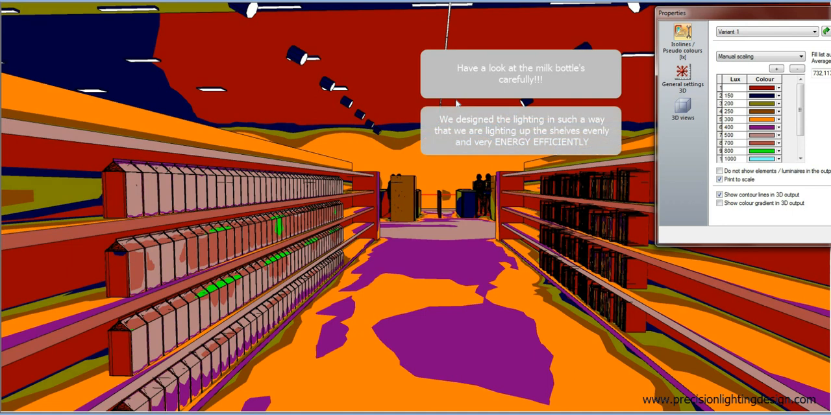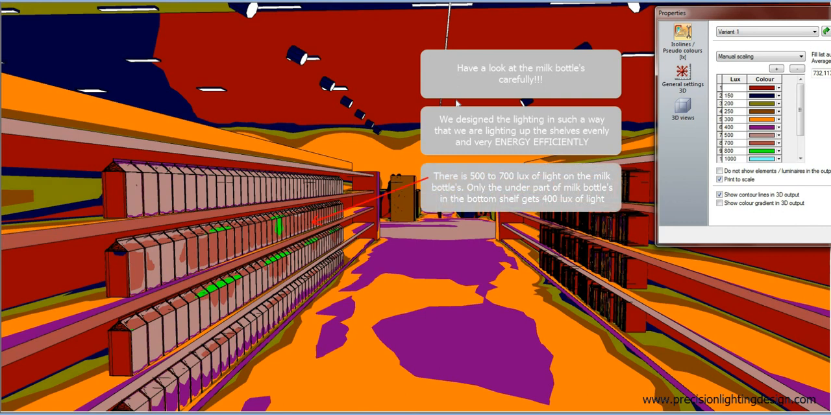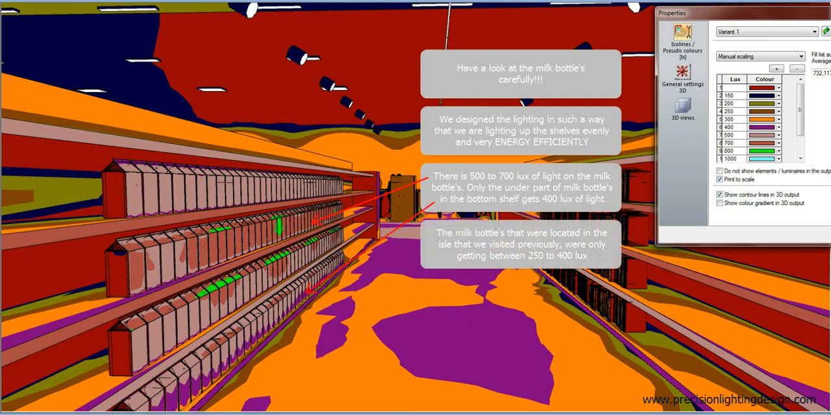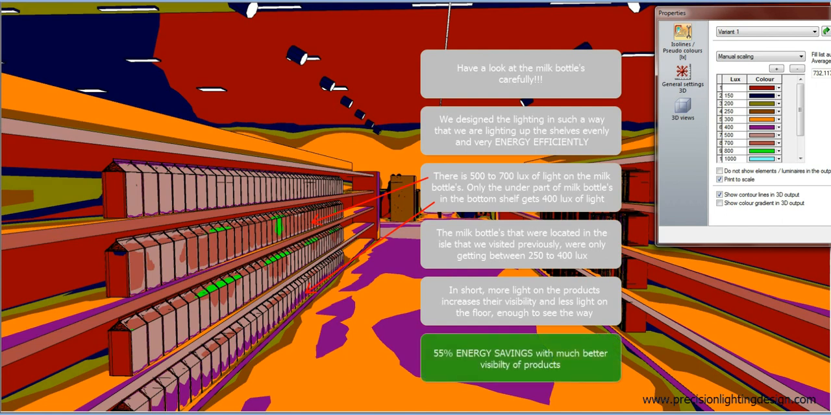We design the lighting in such a way that we are lighting up the shelves evenly and very energy efficiently. There is 500 to 700 lux of light on the milk bottles. Only the under part of milk bottles in the bottom shelf gets 400 lux of light. The milk bottles that were located in the aisle that we visited previously were only getting between 250 to 400 lux. In short, more light on the products increases their visibility and less light on the floor, enough to see the way. We achieved 55% of energy savings with much better visibility of products.